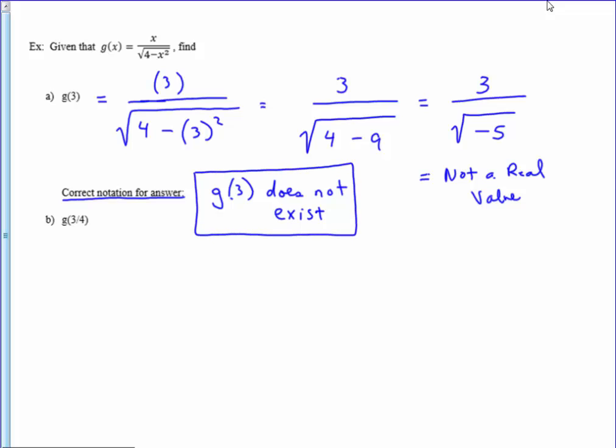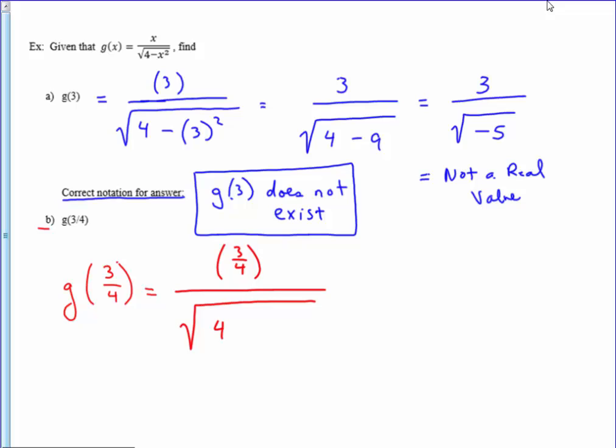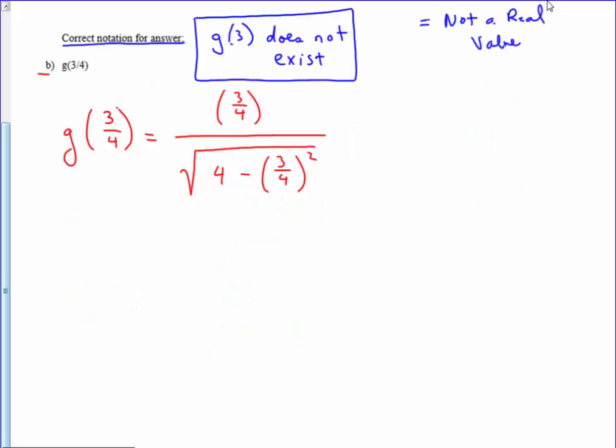Alright, the next part down, part B, we're asked to evaluate g of 3/4. Make this a little larger so we can see it. So g of 3/4 equals 3/4 over square root 4 minus 3/4 squared. I wanted to be sure to do an example that had a fraction in it so that we could talk about several ideas that may be rusty for you. We'll have 3/4 on the top.